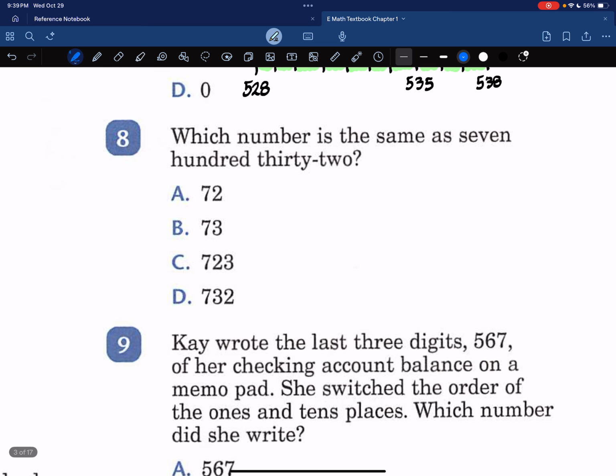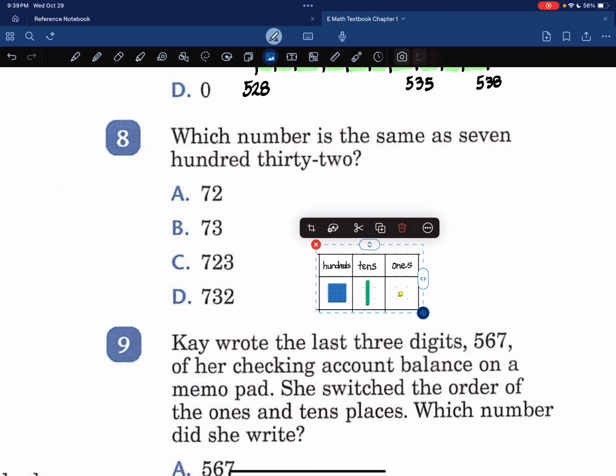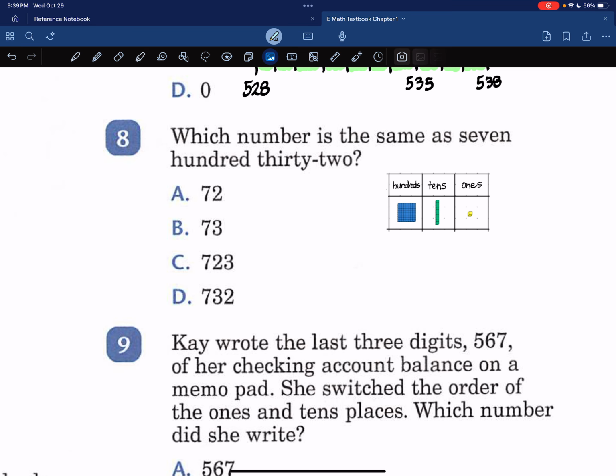All right, number 8. Which number is the same as 732? So write it down, 732. That is going to be option D, as in dog.